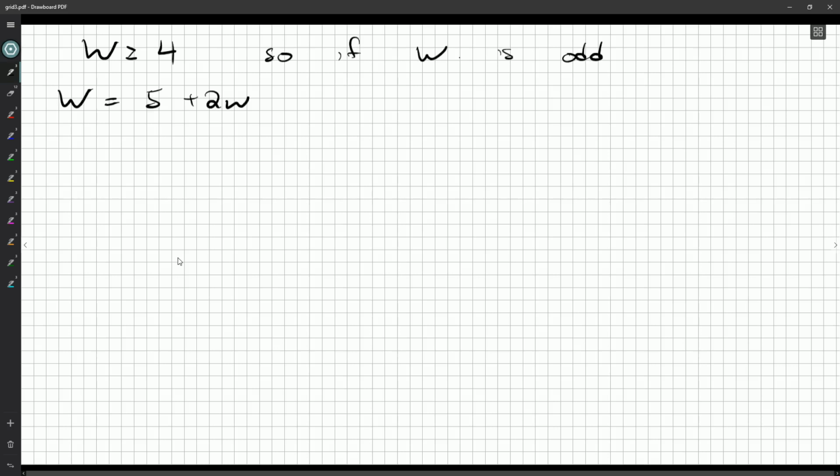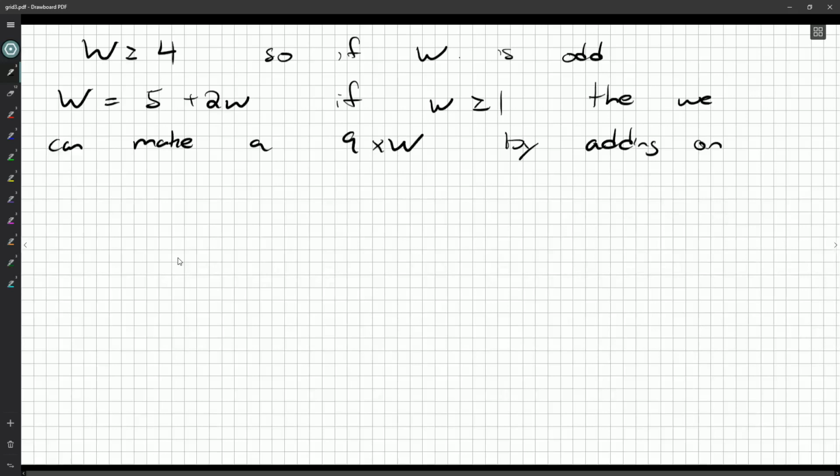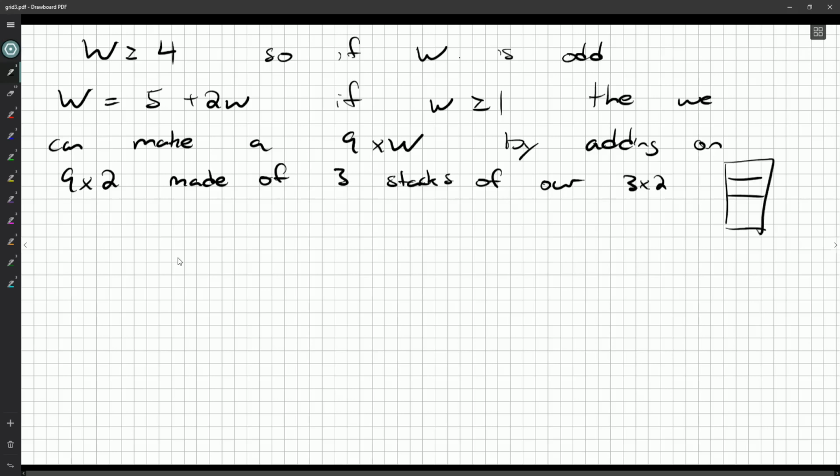And if it's not the 5 case, if little w is greater than or equal to 1, then we can make a 9 by w by adding on 9 by 2's. Well, we don't know that we can make 9 by 2's made of 3 stacks, so we'll have to describe that. 3 stacks of our 3 by 2 building block. Okay, so what would that look like?